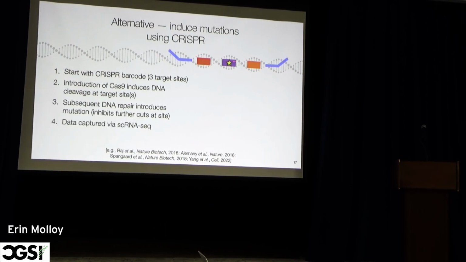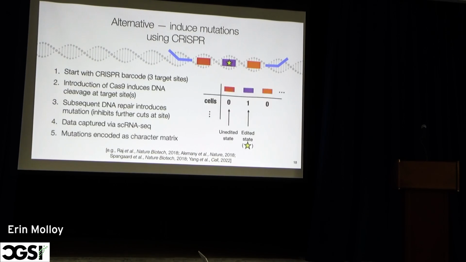And then, because you put the barcodes in, you can basically ensure that you can capture this data with single cell sequencing. And then you take your data and you're going to encode it as a character matrix, just like what Palash just showed you, where 0 is the unedited state. So for the red target site, we have a 0 because it was never edited. And for the purple target site, we have a 1 because the cell is carrying this edit. And you would just use positive integers, for example, to code up different edits.